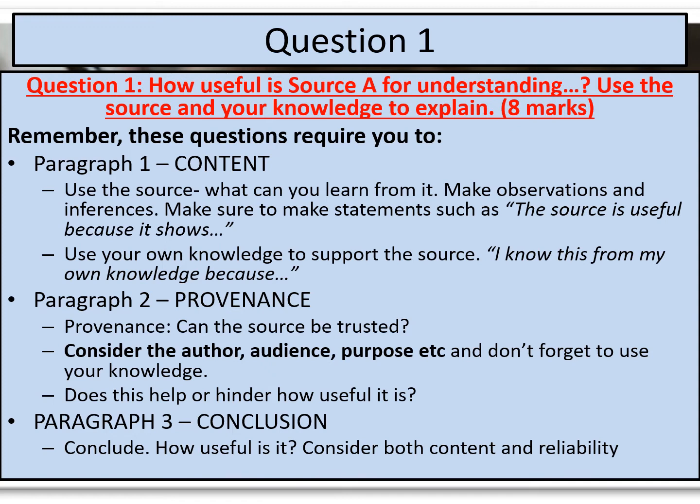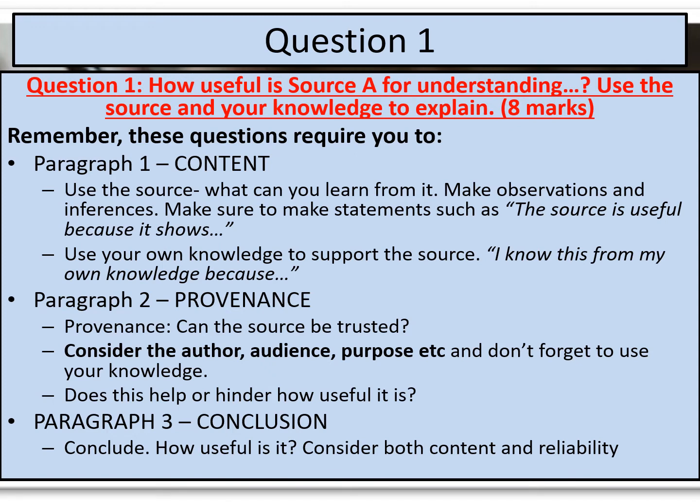So we need to consider things like the author, the audience, and the purpose. And we need to think about, how does this affect what the source is showing us? So we might need to use some of our own knowledge in that answer as well. And we'll talk through an example of that in a second. So we need to make sure that we are evaluating that provenance and thinking about, does that affect how useful it is?